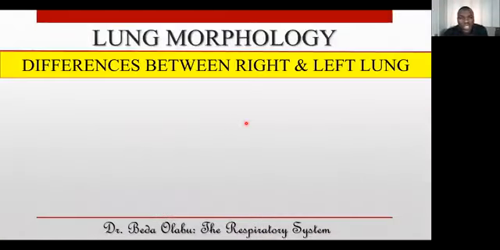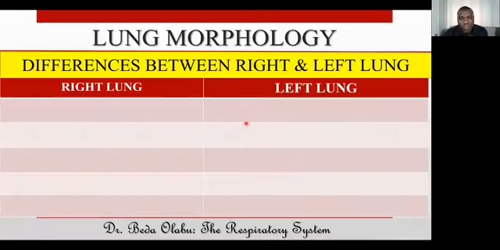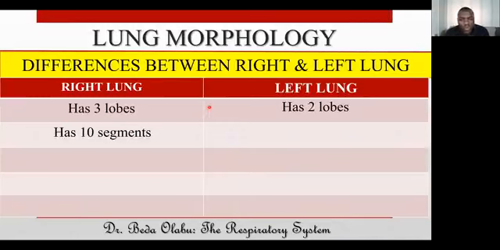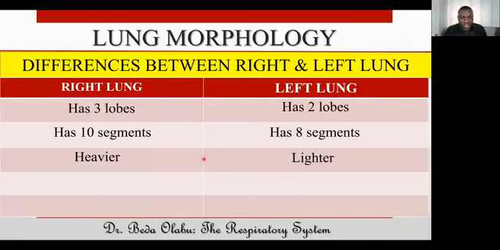What are the differences between the right and the left lung? We can state a number of differences. One, we've mentioned that the right lung has 3 lobes, the left one has 2 lobes. Apart from that, we've also mentioned that the right lung has 10 bronchopulmonary segments. The left one has 8 bronchopulmonary segments. So another difference we can state is that the right lung is heavier than the left lung. Of course, you can't see that one, so just believe me. Largely because of the number of segments.